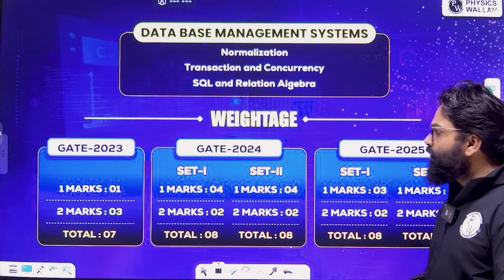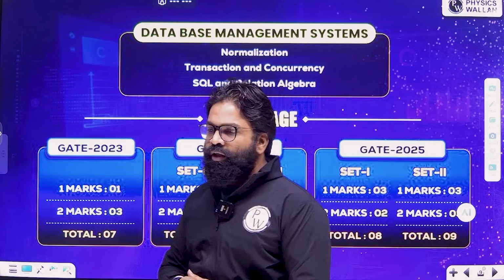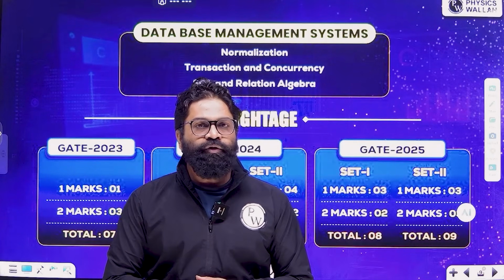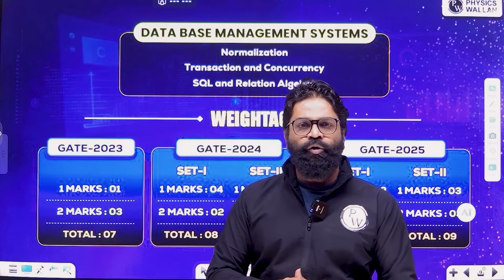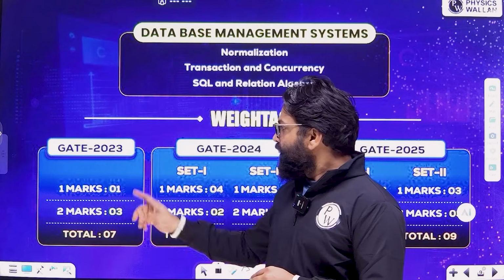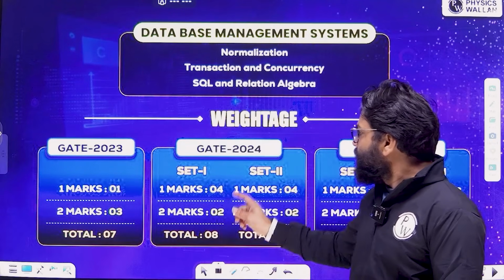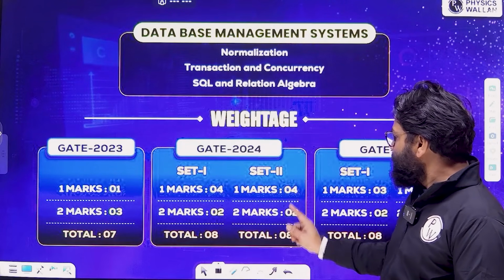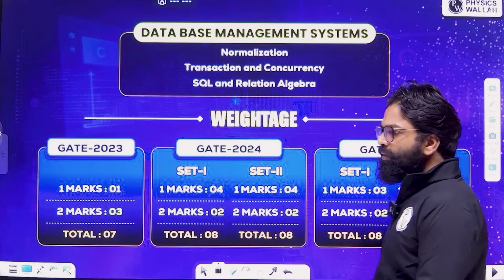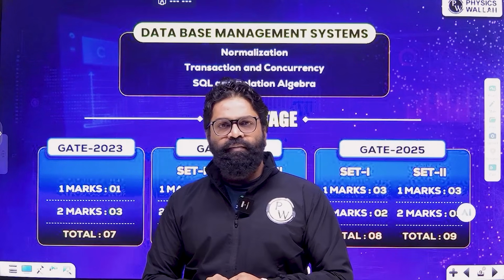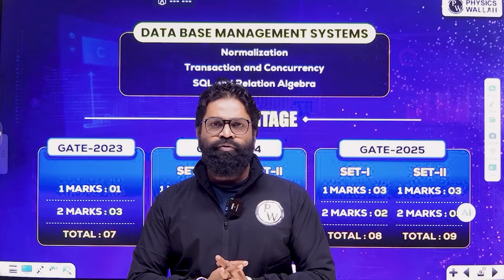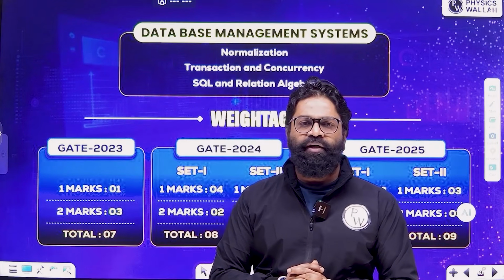Now DBMS is one of the important subjects that you can see from a GATE point of view, and on an average you can get 7 to 8 marks from DBMS, and these are also free marks. In 23, 7 marks; 24 set 1, 8 marks, set 2, 8 marks; set 1, 8 marks, set 2, 9 marks. As you can see, on an average they ask 7 to 8 marks from DBMS, but if you are preparing well, you can easily score 4 to 5 marks from DBMS.